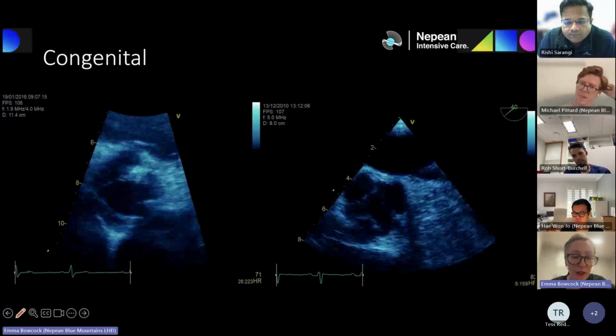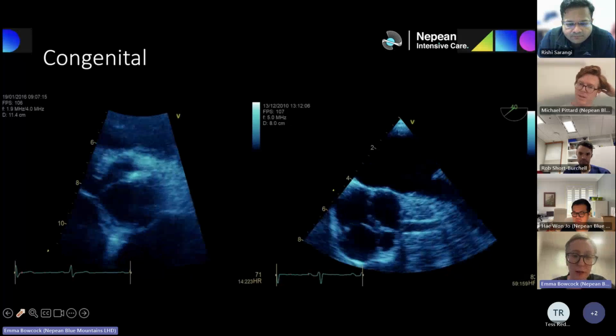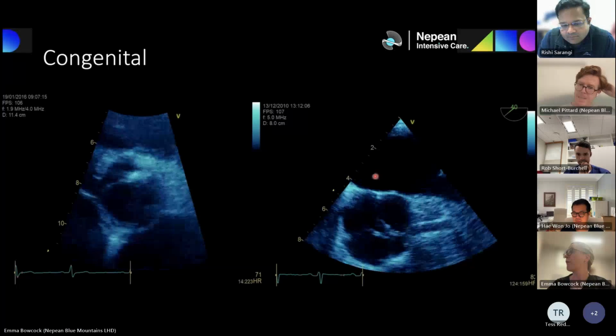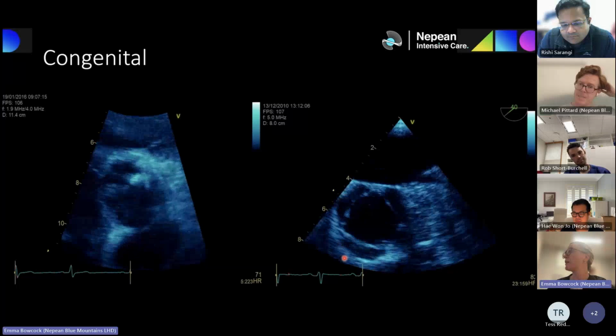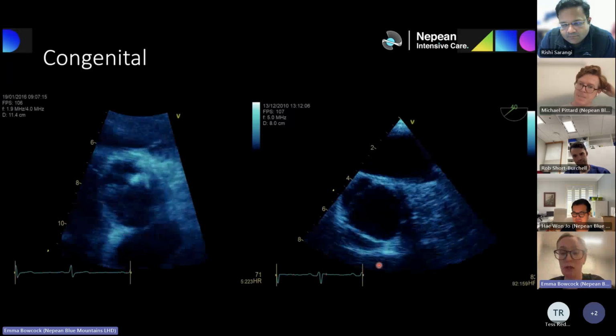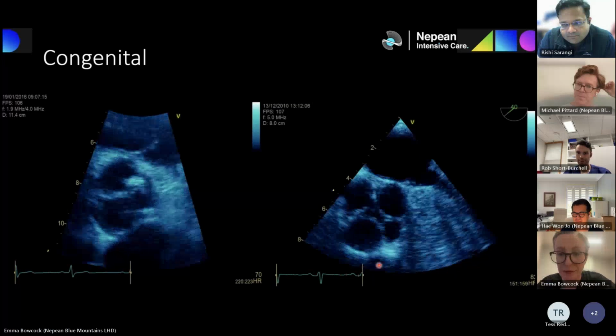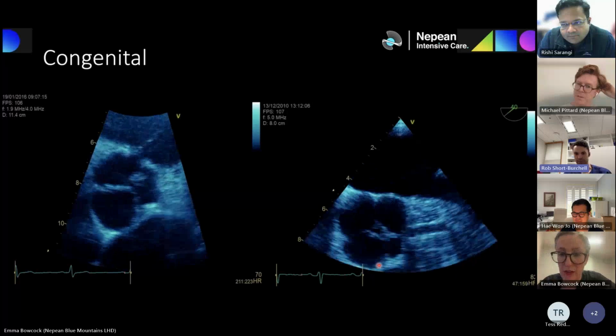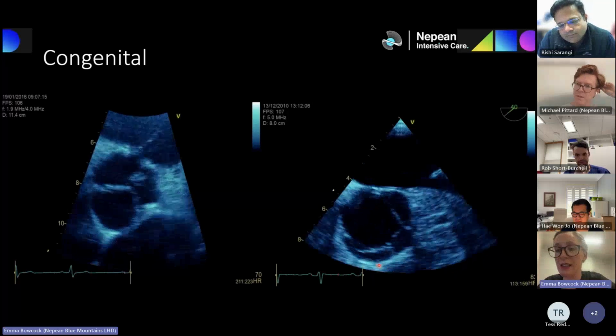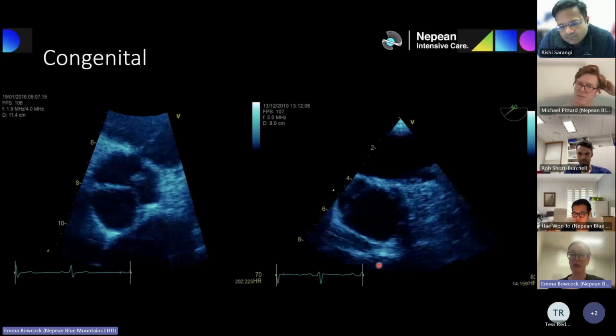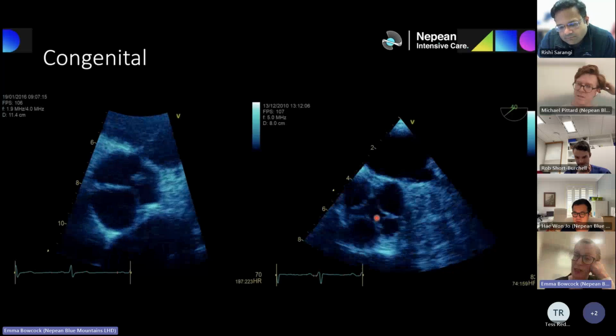How about this one? Anyone want to have a crack at this one? What's the 2D appearance of that? Would you want to describe it? It appears quadricuspid. Very nice. Good on you, Rob. Yeah, very nice. And there's a central coaptation defect, isn't there?